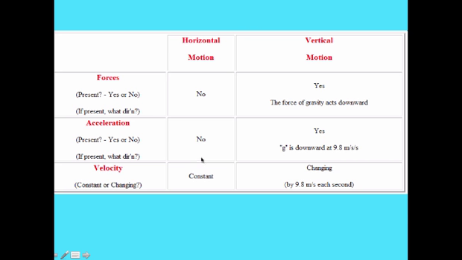All right, I would make sure I had this written down. These are such big ideas. The horizontal portion of the motion experiences no force. The vertical motion does, and that's gravity. That's the earth pulling on that cannonball. The horizontal motion experiences no acceleration. It's moving at a constant velocity. The vertical motion experiences gravity, which has a value of 9.8 meters per second squared. The velocity in terms of the horizontal motion is constant, whereas the vertical motion is changing 9.8 meters per second every second.